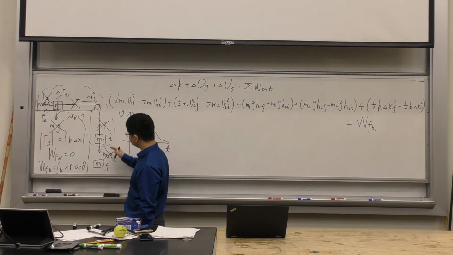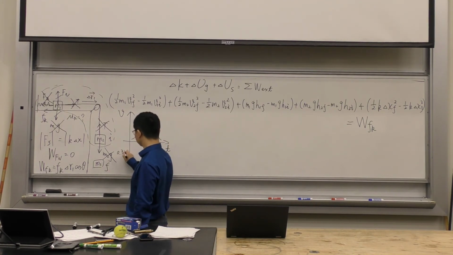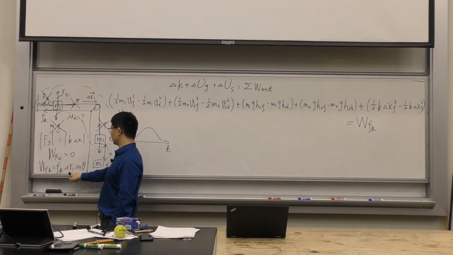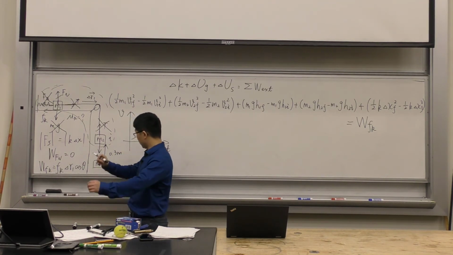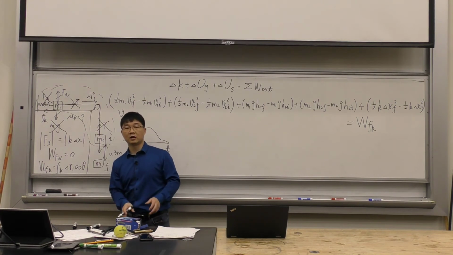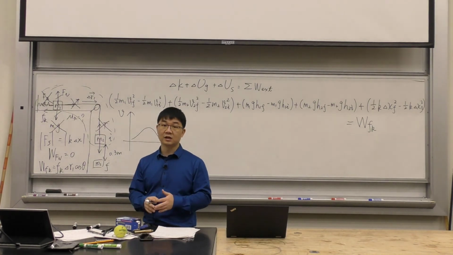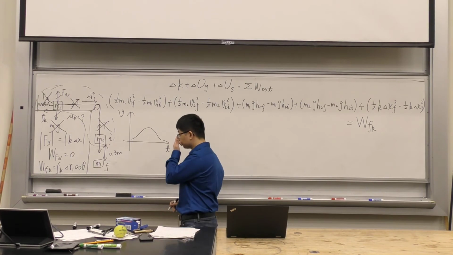So if M2 falls 0.3 meters from the initial to the final point, then the displacement for M1 is going to be 0.3, because M2 and M1 are connected. They always travel the same distance in the same amount of time. They will have the same displacement, distance, speed and acceleration, but the direction can be different. These values are going to be the same.